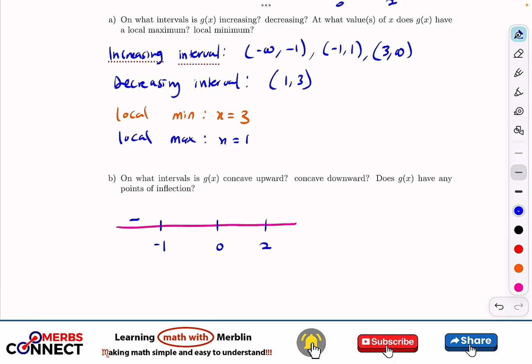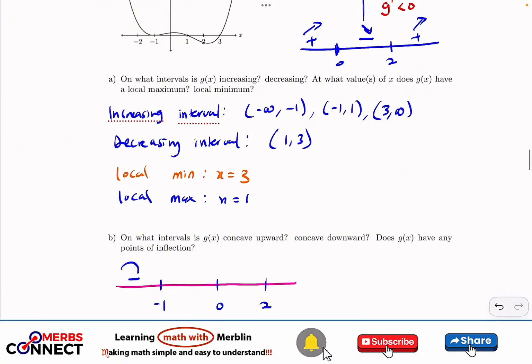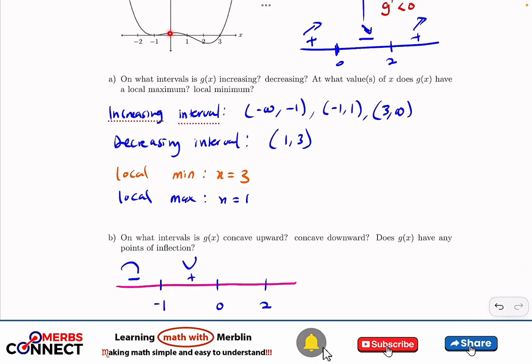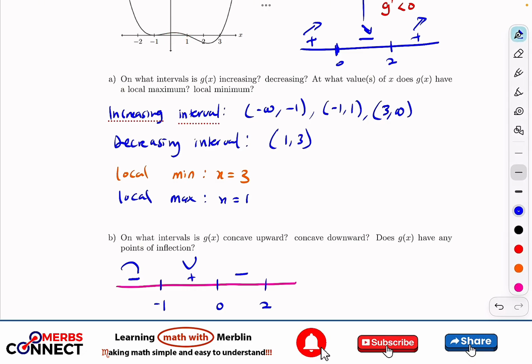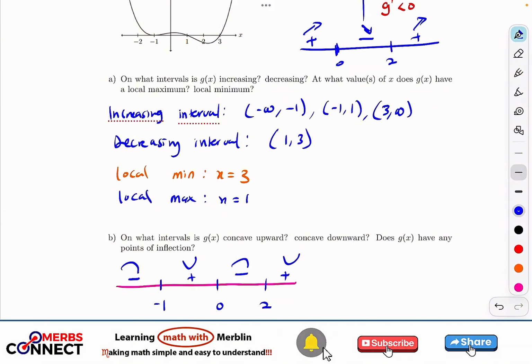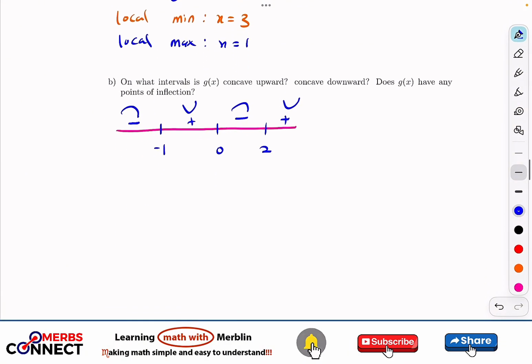So when it is decreasing, when it is minus, we have concave down. Now, after this one, we see that the function is increasing. So we have positive and we have concave up. Then after 0, which is here, the function starts decreasing again. We have minus, we have concave down. And then before 2 is still minus, and after 2 is increasing. So we have positive and we have concave up. So this is what we are going to get from here.